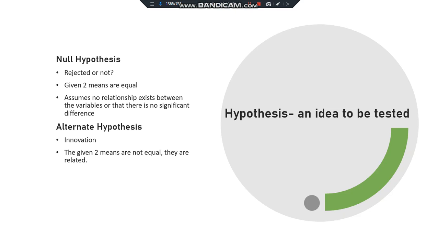It assumes that there is no significant difference between the given means and that there is no relationship between the given variables. But the alternate hypothesis, on the other hand, is an innovation, and it states that the given two means are different and that the variables are somehow related.